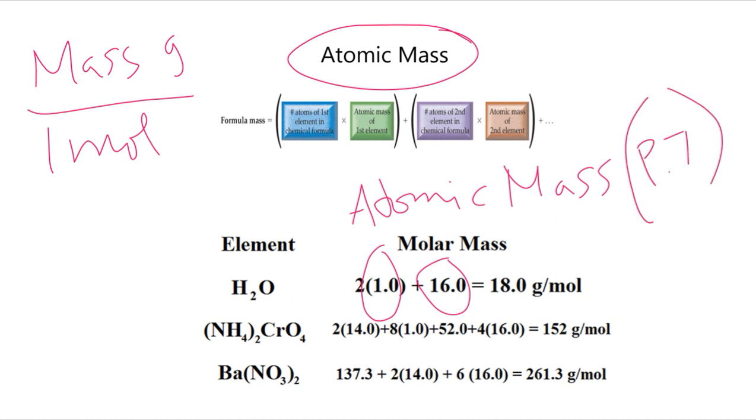And you multiply by the subscript that indicates the number of atoms. And then you add. This is the mass of 1 mole of water, 18.0, and so on. In this case, this 2 is affecting the 4 and the 1. That's why you have 2 nitrogen and 8 hydrogen.